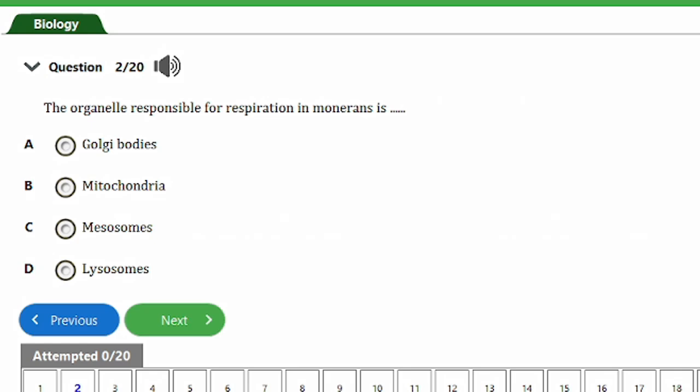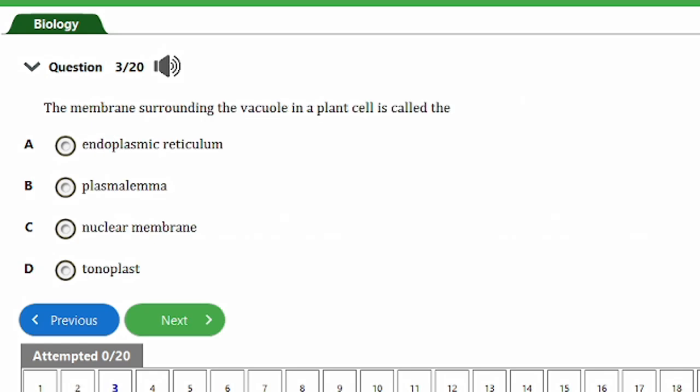Here the question says the organelle responsible for respiration in moneyrons is A. Golgi bodies, B. Mitochondria, C. Mesosomes, D. Lysosomes. So guys, the correct answer to this question is option C, and that's the mesosomes. So let's consider the next question.